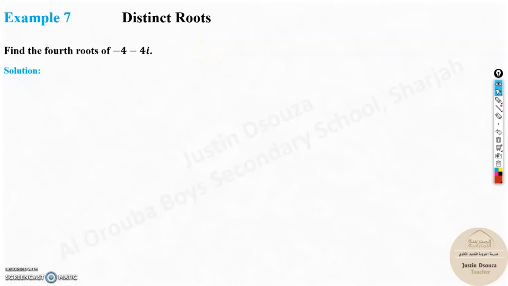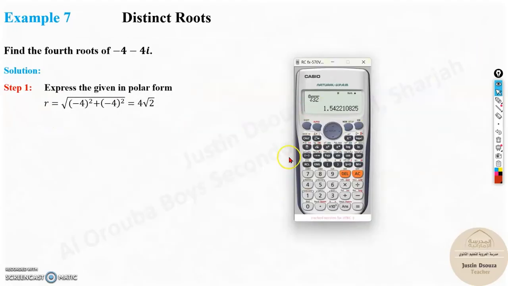This is very interesting because a and b are same value, but they are negative. So when you find the angle, you must remember you need to add pi, and r is very simple. We have done this. Let's quickly do it. R value over here. Now here, square root of a square, it's -4 the whole square plus again -4 the whole square. The answer is 4 root 2.